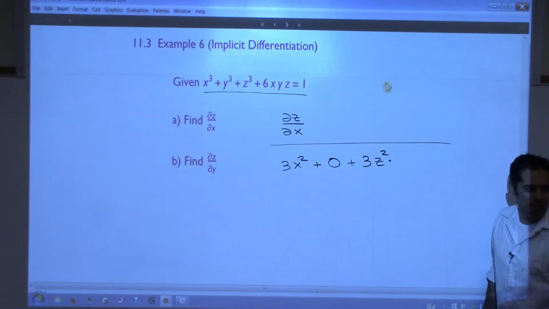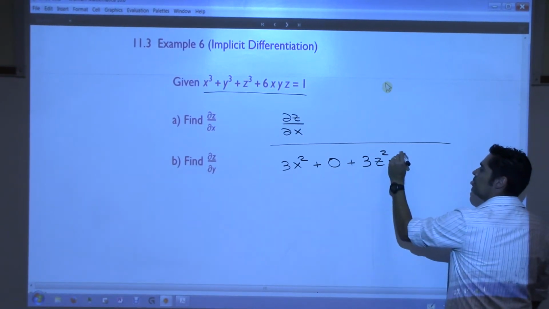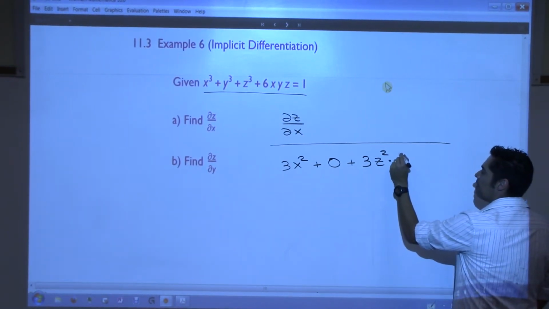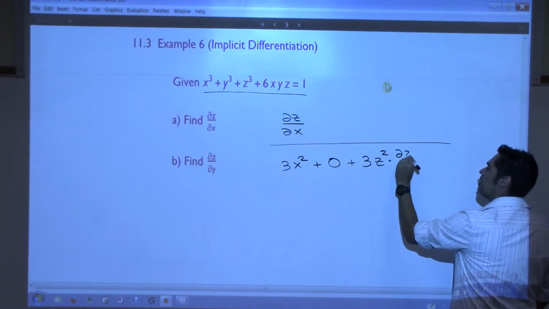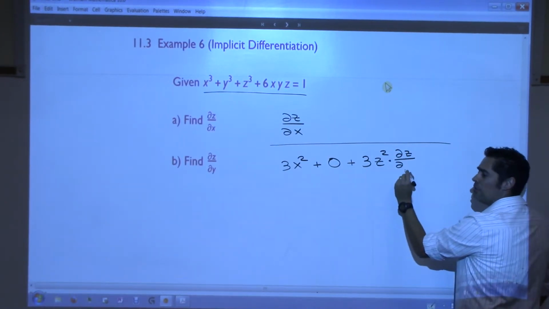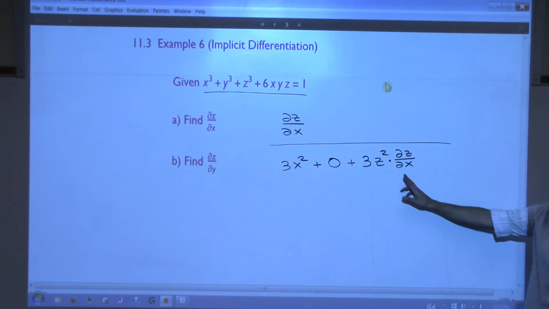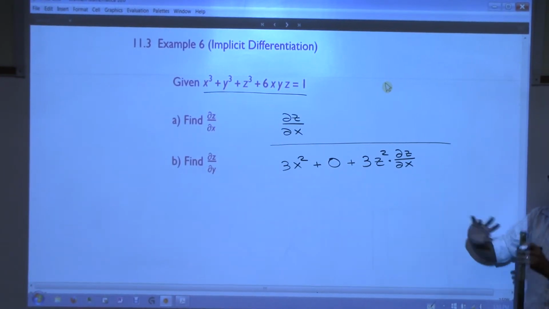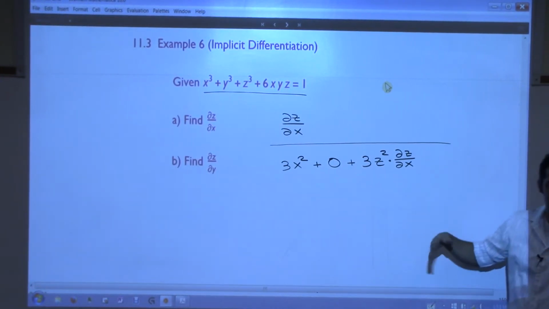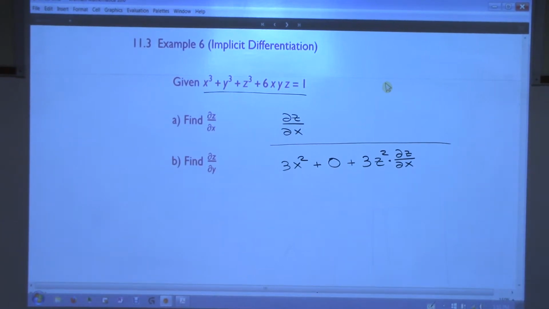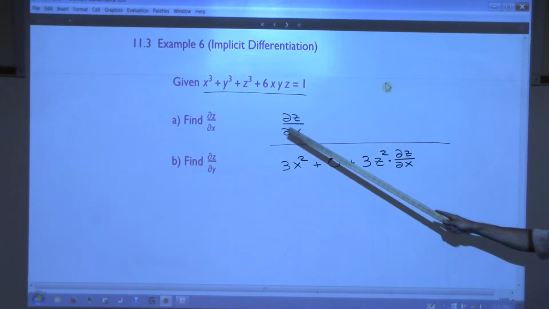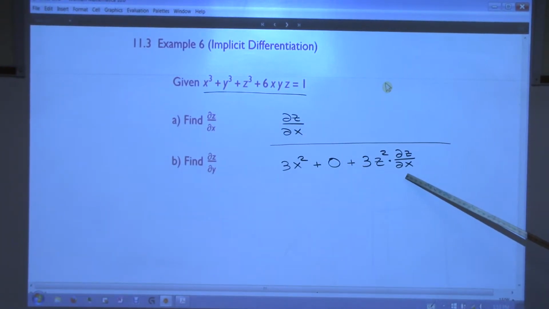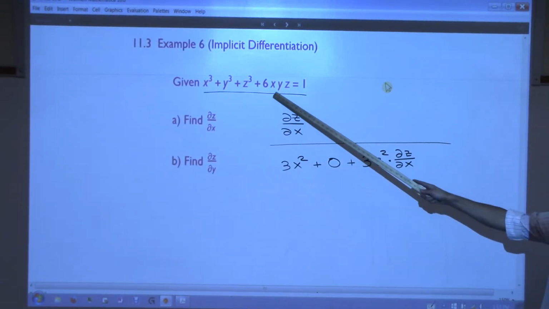times z prime, which now we're going to write, instead of z prime, we can't get away from it now, partial of z with respect to x. See, this is the z prime. But we need to be specific now because we have more than just two variables. It was kind of easy to just write y prime because there was no confusion. Now we need to be a little more specific. Any questions on that? That's the derivative of z cubed. What's the derivative of this in here?